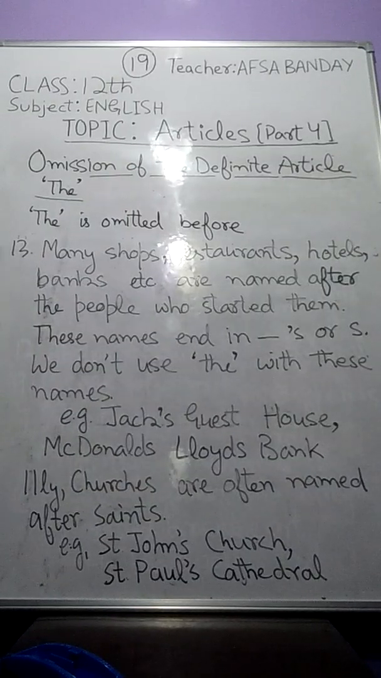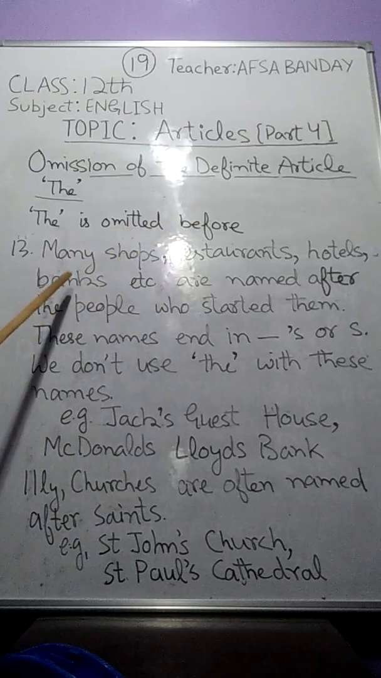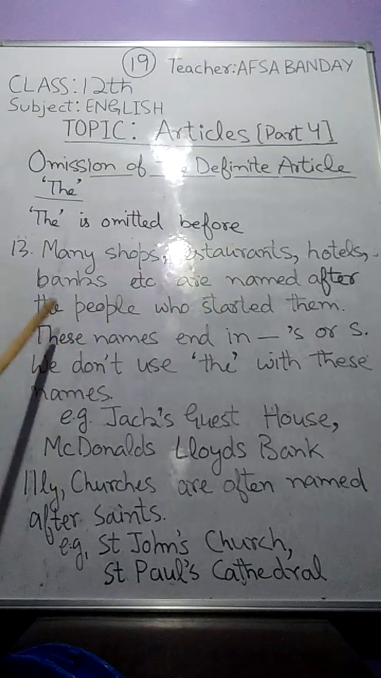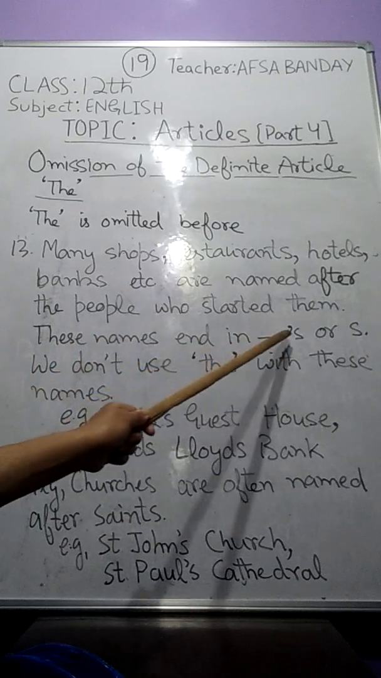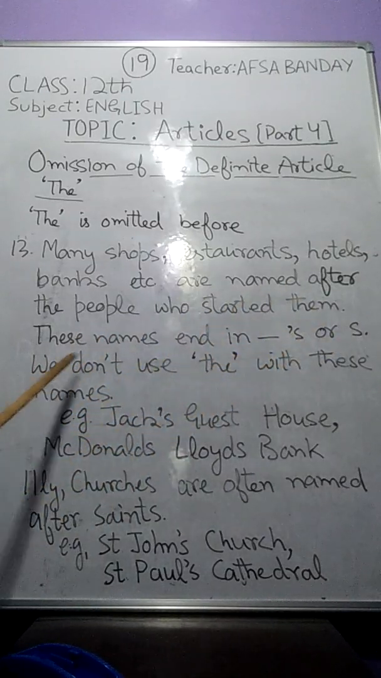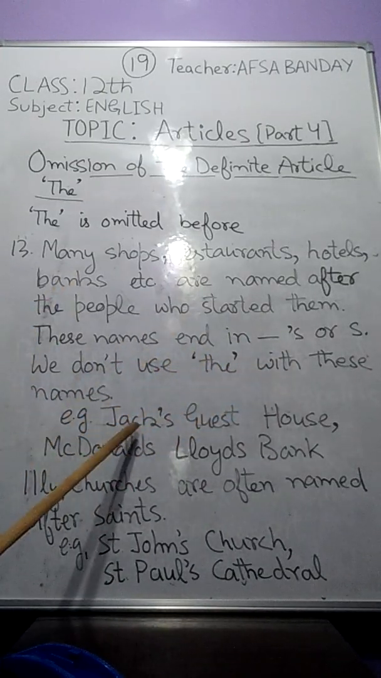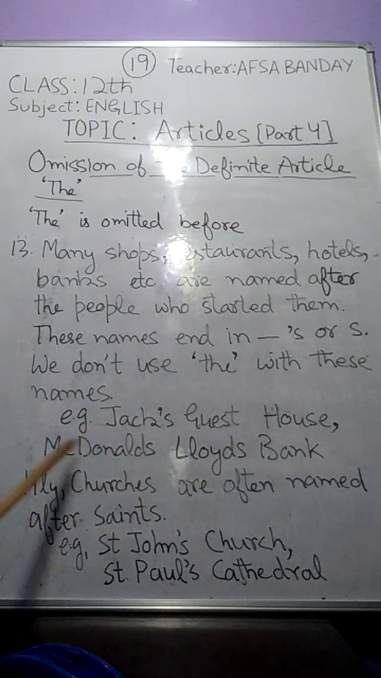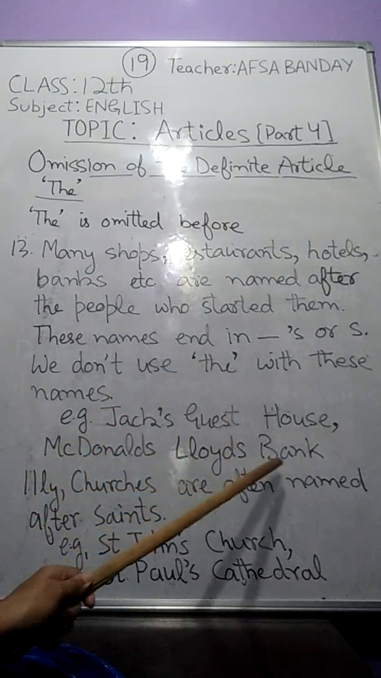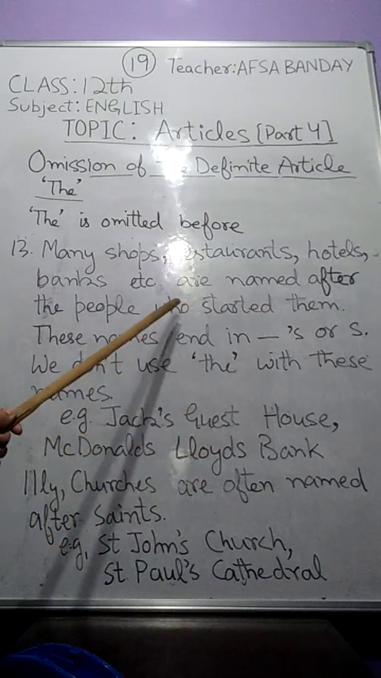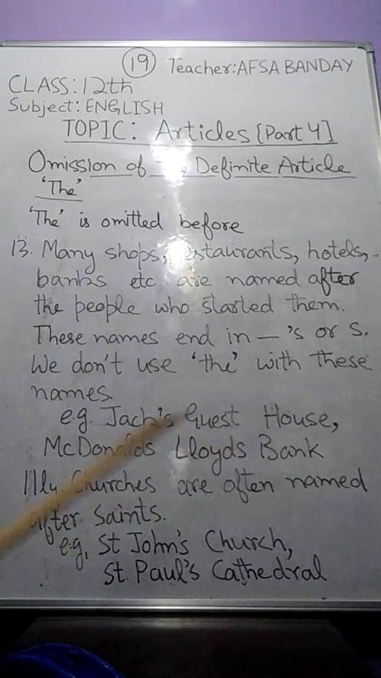Number 13: many shops, restaurants, hotels, banks, etc. are named after the people who started them. These names end in apostrophe s or simply s, and we don't use the definite article "the" with them. For example, we say Jack's guest house, McDonald's, or Lord's Bank. No doubt with hotels or banks we use "the", but if the name starts with the name of some person, we don't use "the".